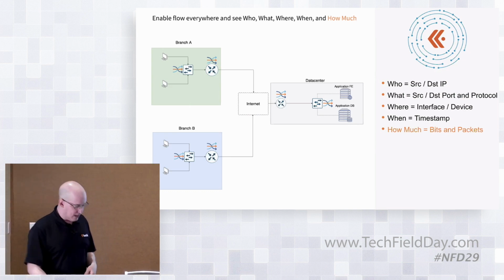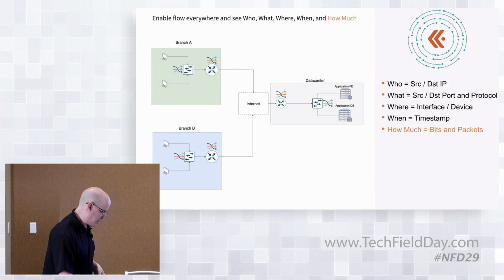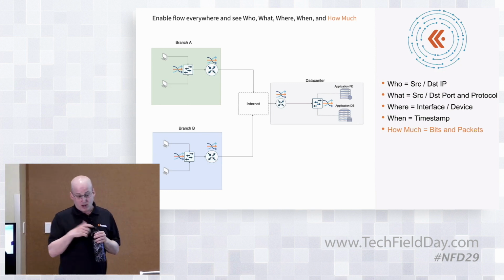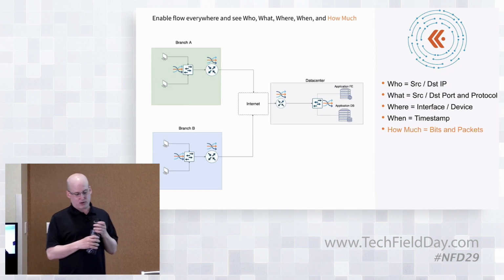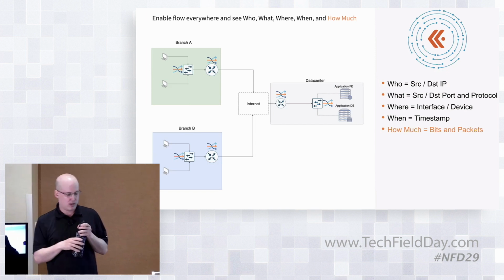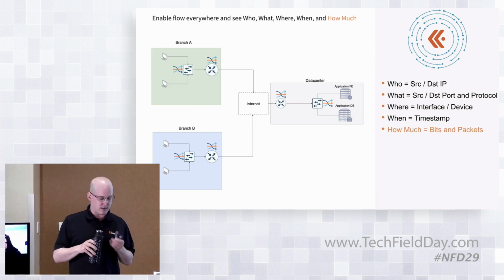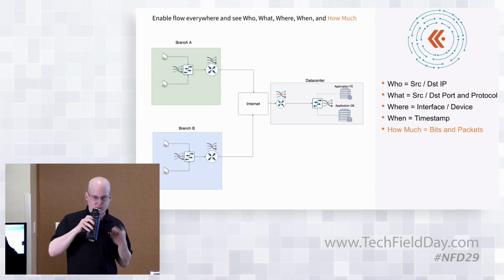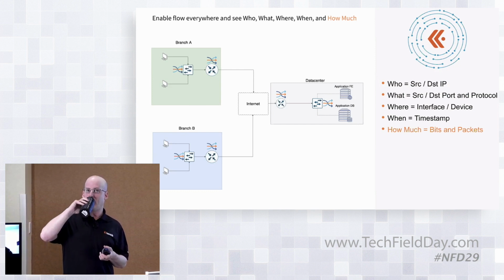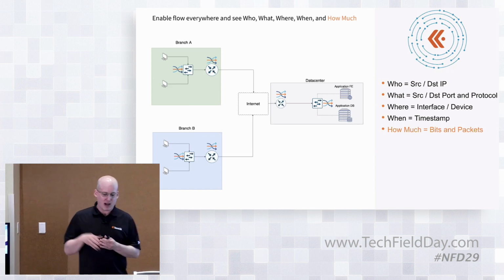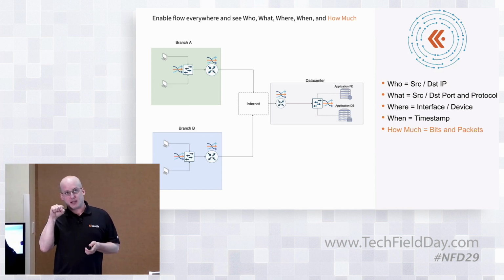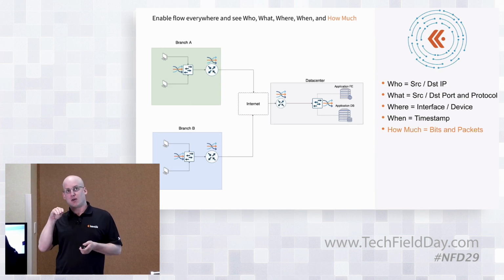And this gives me the old adage for Netflow: who, where, what, when, and how much. Who is the IPs. What is the ports and protocols. Where would be the interface or the device that the traffic flows through. When is the timestamp of when it happened. You get timestamps in Netflow data. And how much is what I want to drill into here.